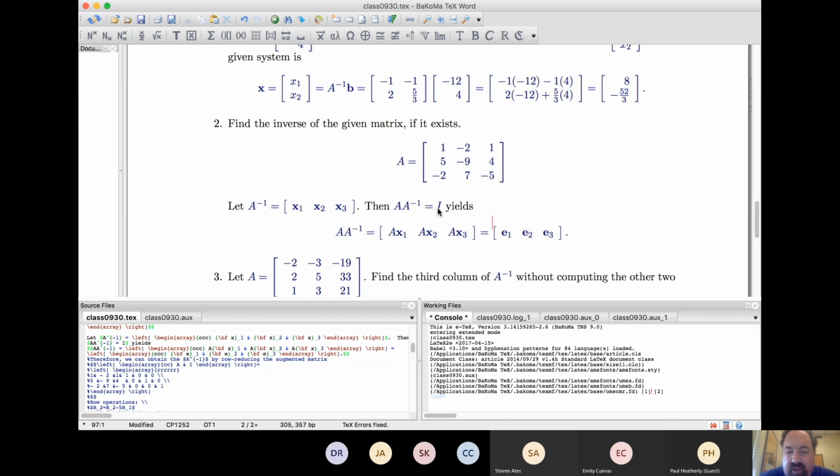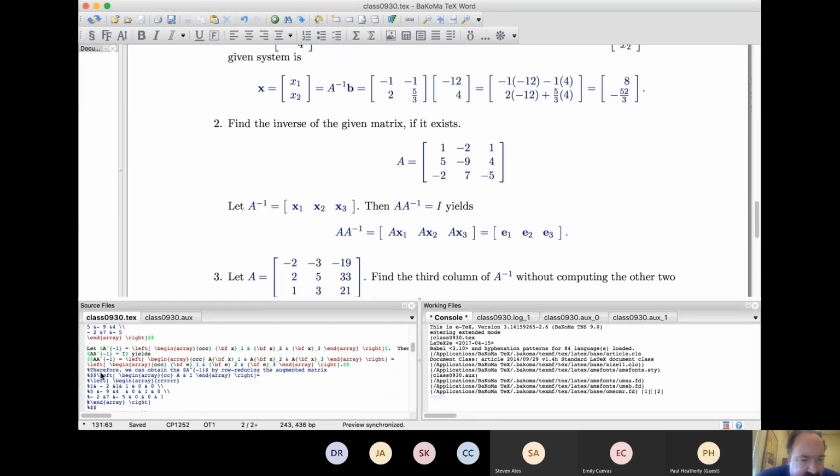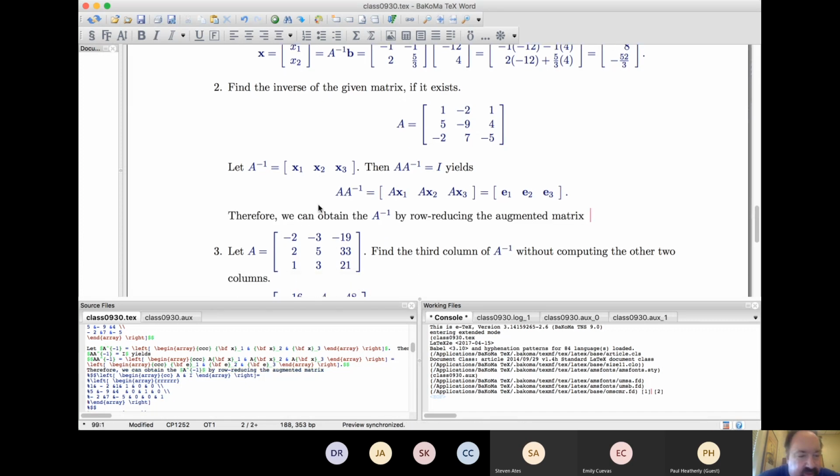And what we get is identity, but here are the three columns of identity. So the vectors E1, E2, E3. Remember, E1 is the vector (1, 0, 0), and this is (0, 1, 0), or (0, 0, 1). So all entries are 0 except one of the entries is equal to 1. Okay. So what we could do is find the inverse one column at a time.